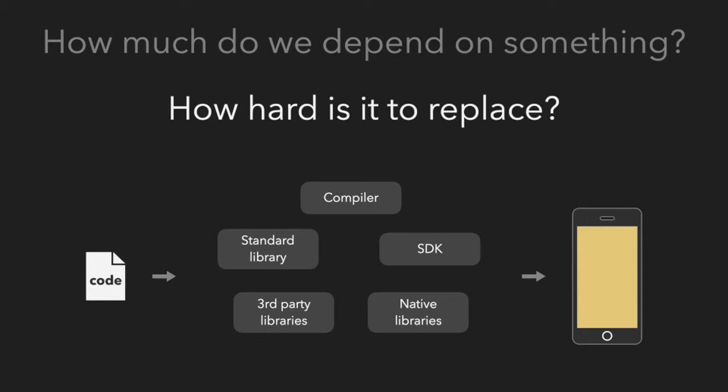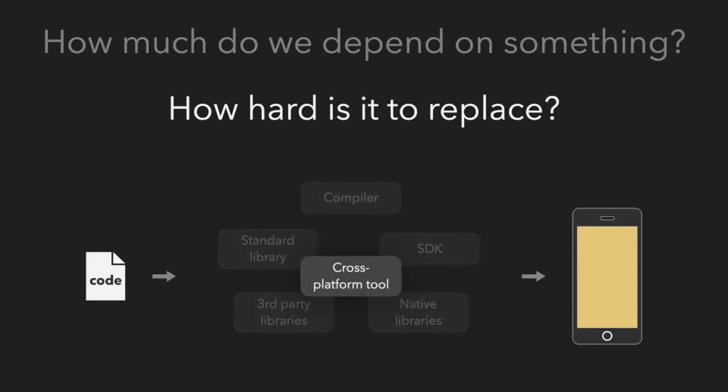So now that we have a sense of what a dependency is, let's think about it in the realm of cross-platform tools. How much do we depend on our cross-platform tool when we're creating a cross-platform app? Well, the basic answer is it depends on the tool. Because depending on the tool, it can be harder to replace or easier to replace. So let's look at some tools and take a look at each one, how they're structured, how they're used, and how hard they are to replace.